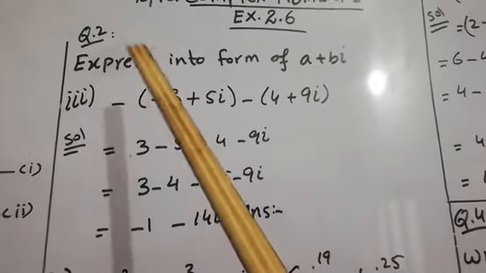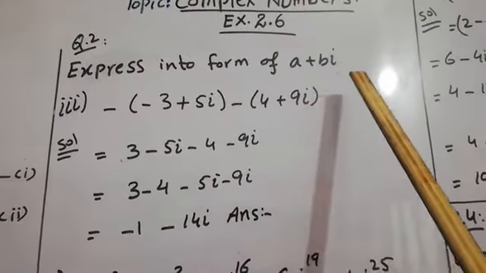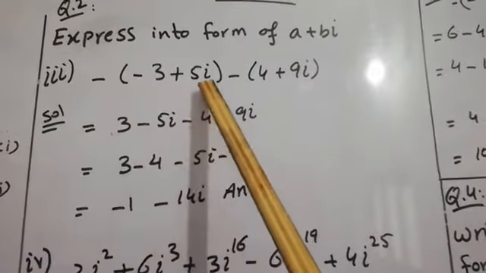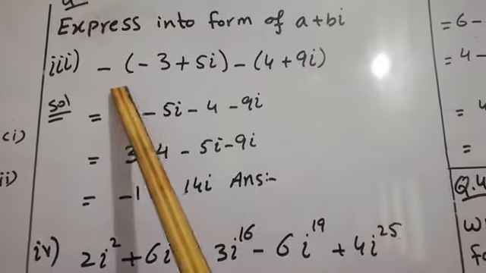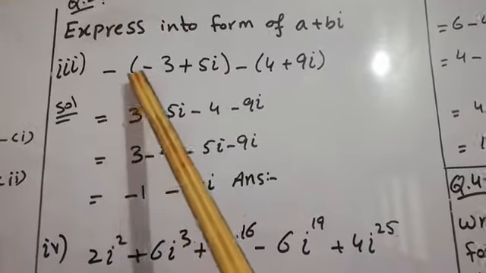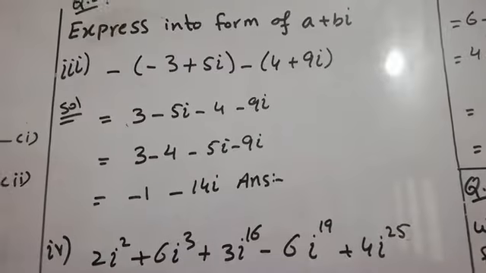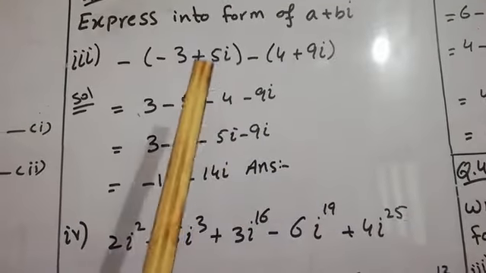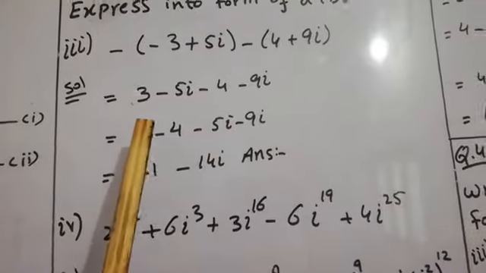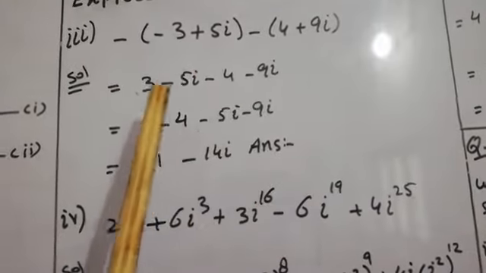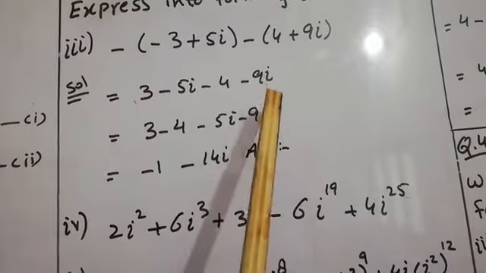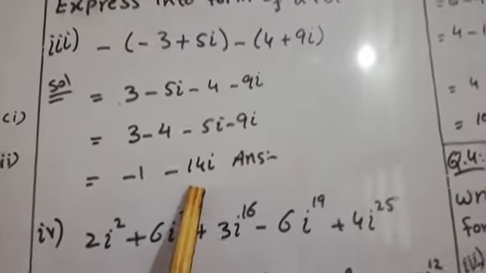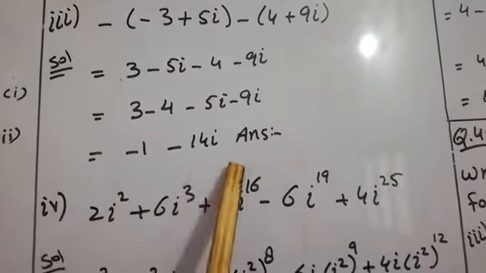Dear students, question number 2, express into the form of a plus b iota, part number 3. The question is written: minus (minus 3 plus 5 iota) minus (4 plus 9 iota). First of all, we will remove the brackets and multiply sign with sign. Minus minus plus 3, and minus plus minus 5 iota, and here we will get minus 4 minus 9 iota. We will combine the real parts and the imaginary parts: 3 minus 4, minus 5 iota minus 9 iota. 3 minus 4 equals minus 1, and this will be minus 14 iota. The question written in the form of a complex number, this is the answer.